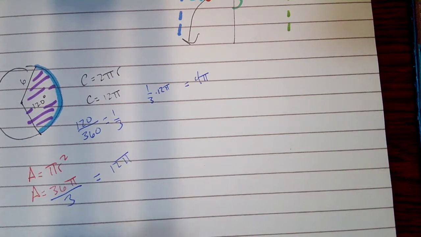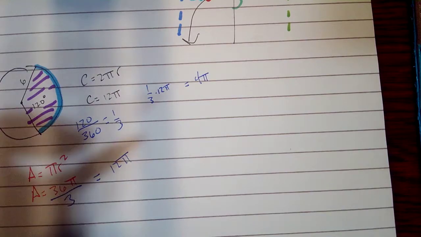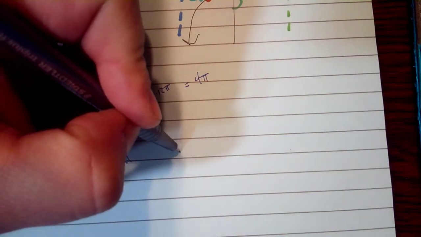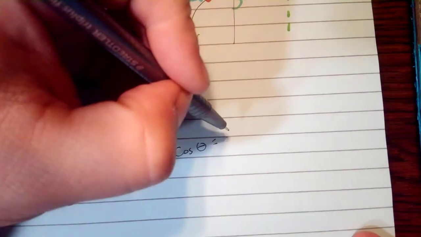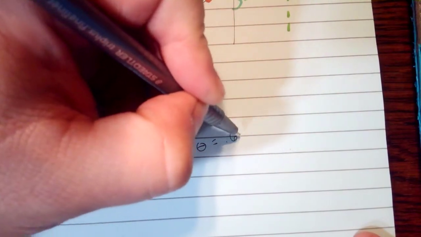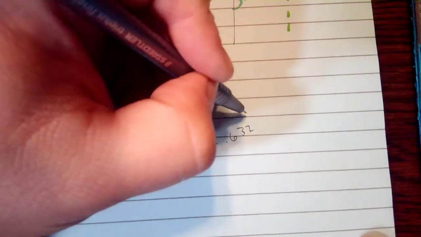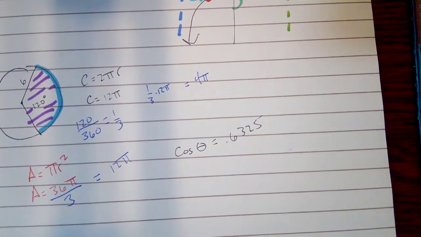Okay, so here's the part that's kind of ugly. What is the value of something giving a weird cosine value? Say I was saying cosine of theta equals, I don't know, 0.6325. What is the sine value?